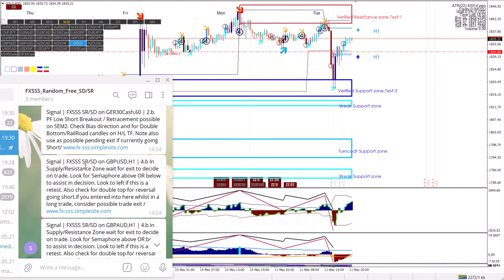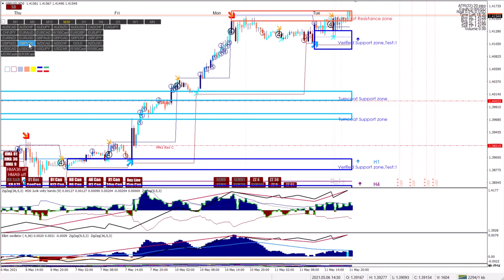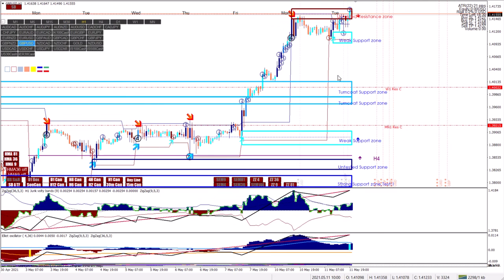There is a GBPUSD at 5 to 3. American markets are going to open pretty soon. Let's look at this one. GBPUSD 1 hour in a supply resistance zone. You know, you're going to get your signals, you're going to have to analyze, right? 1 hour, and it's here, right? So it's in here, right? Based on the signals here.